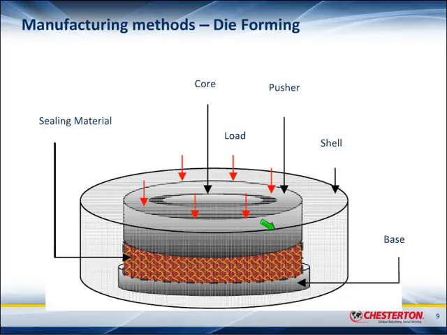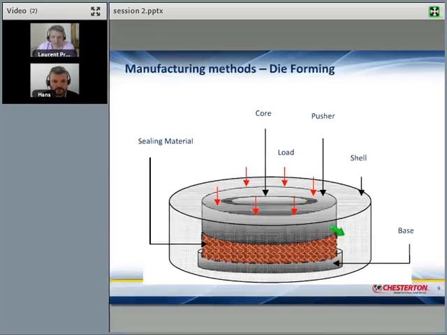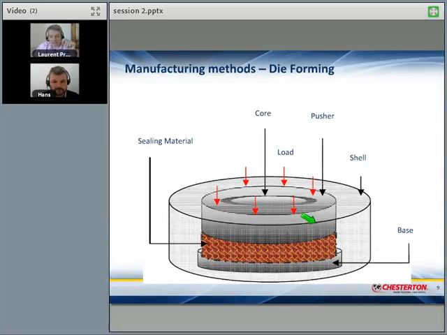A question, Hans. When you show here the sealing material, does it mean that you use the square interbraid packing that we have seen before, or is it another sealing material manufactured with another method? Yeah, we can use two things.